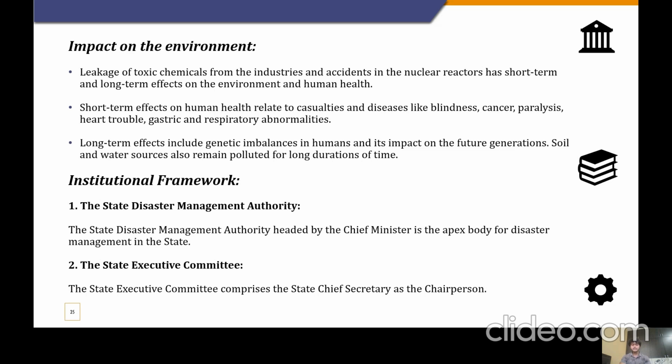The second framework is the State Executive Committee. It consists of the Chief Secretary of the state, who shall be chairperson, along with 4 other secretaries of the government. Hence, the chairperson exercises power and performs functions prescribed by the state government.